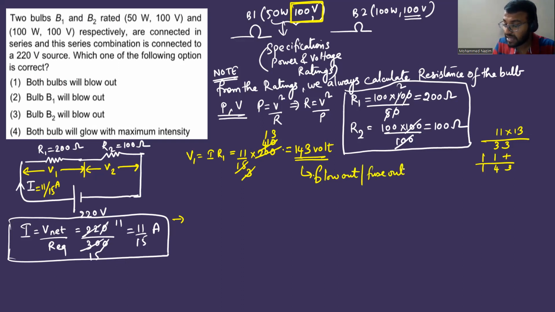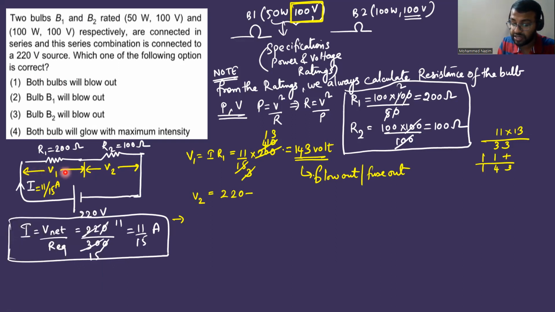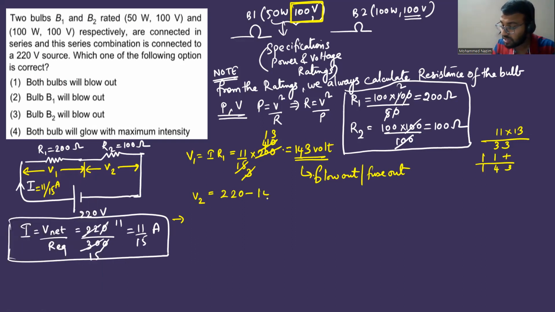What about the second bulb? What is the voltage across the second resistor? Obviously, here if the voltage is 143, this is going to be 220 minus the voltage drop across the first resistor. What is the voltage drop across the first bulb? It is 143. So 220 minus 143 will be somewhere around 77 volt. This will be the voltage across the second bulb.